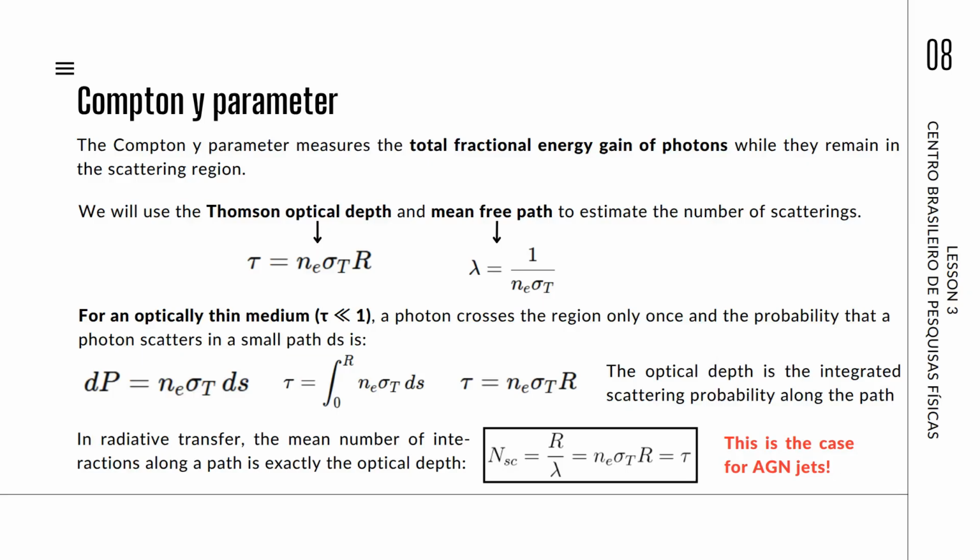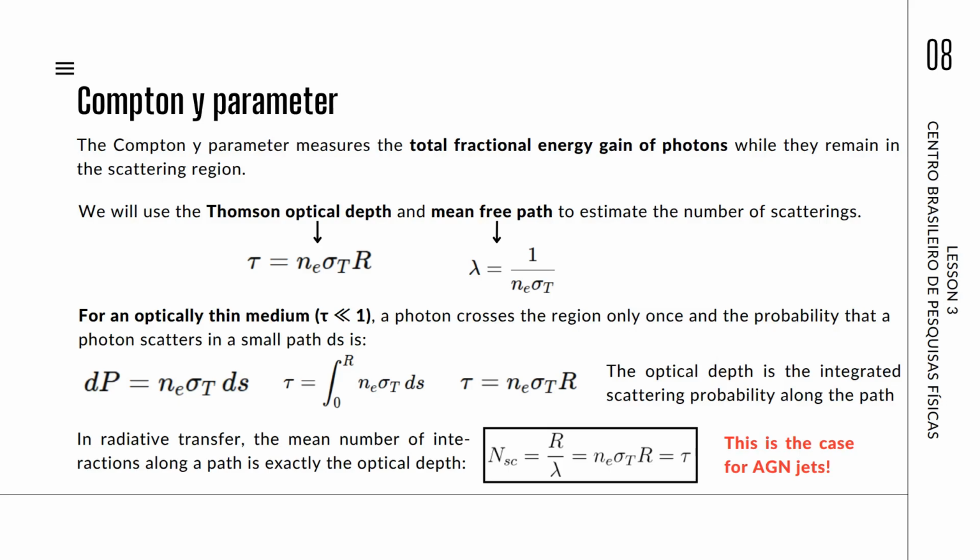And the Compton Y parameter will measure the total fractional energy gain of photons while they remain within the scattering region. So the Y parameter is to measure the total amount of energy gain after several scatterings, okay? One or several scatterings. And we use this, I think you are familiar with that, the Thomson optical depth. Are you familiar with that? It depends on the density of electrons. The larger is the density, the higher is the optical depth. It depends on the Thomson cross-section. The larger is the cross-section, the larger is the optical depth. And it depends on the size given by capital R here. So it depends on the size of the region full of these electrons that are scattering photons, okay?